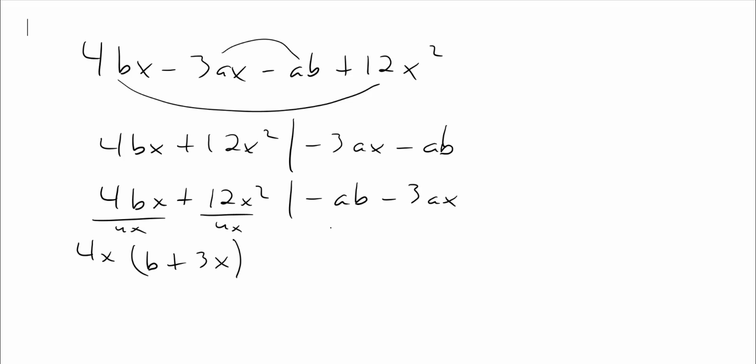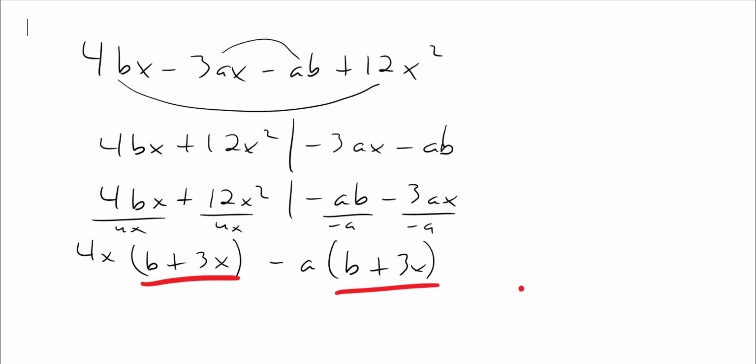And I factor out a negative a. So negative a, and I get negative a times b plus 3x. What? It's the same thing. Okay, better be. It's always going to be the same thing, guys. Okay, so your answer is 4x minus a times b plus 3x. That's your final answer.